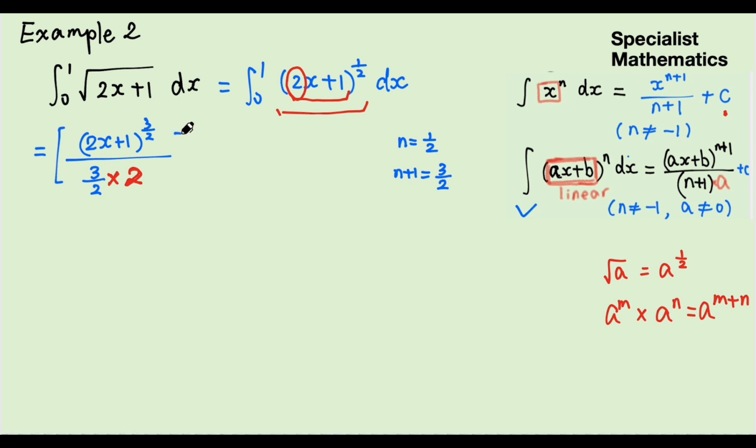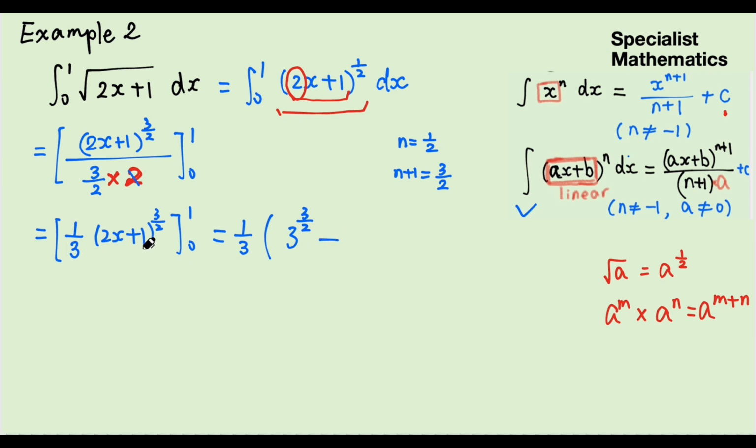Record the lower limit and upper limit. Simplify the expression first. For the denominator, 2 and 2 cancel out, and we will have 3. Then 1 over 3 will become the coefficient of 2x plus 1 to the power 3 on 2. Then we are going to substitute. A third is the coefficient. Now we keep it outside. Then we will substitute 1. 2 times 1 plus 1, we will have 3 to the power 3 on 2.